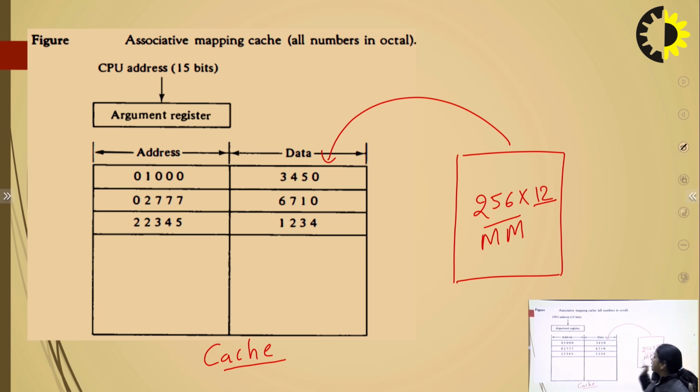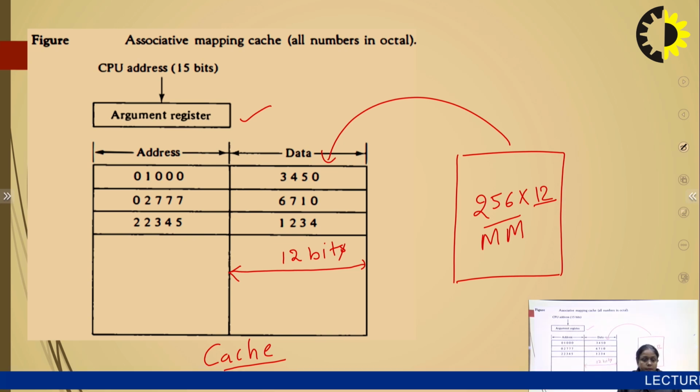If 12 bits is the size of the main memory word, then the cache memory word will be 12 bits only. So you can see here, when we have this data in the cache memory, again it will take 12 bits. Fine. Now, because we are using associative mapping, in associative mapping we use match logic. We have the CPU address in the argument register and we will match all the addresses. If the address is matched, then the data will be selected, because we can say that now the data is found. So in the argument register we will keep the CPU address.